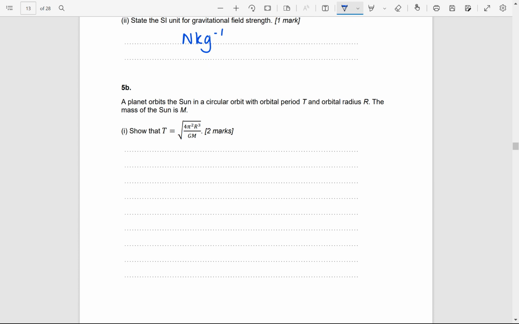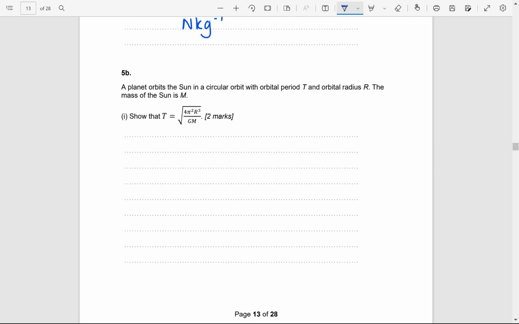5b, a planet orbits in a circular orbit with orbital period capital T and orbital radius capital R. The mass of the sun is M. Show that... Now, a lot of people didn't go right back to basics here. A lot of people jumped straight through to something where they pulled out 4 pi something. Certainly if you were marked by me, you didn't get both marks because you didn't go back to basics, okay? You have to show where it's come from. You can't just pluck things out of thin air.